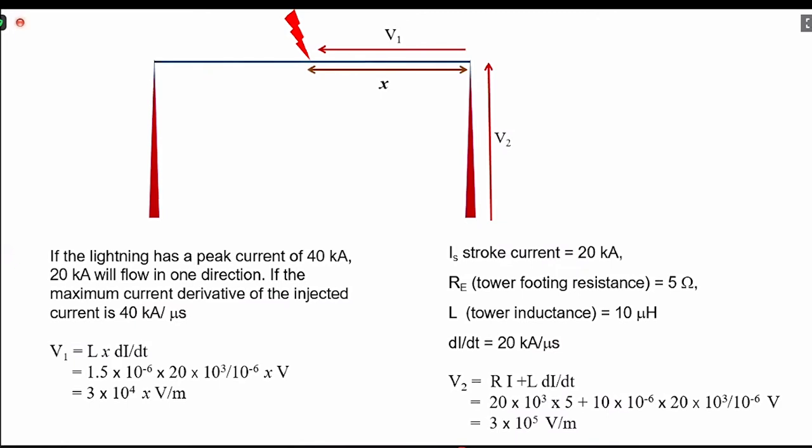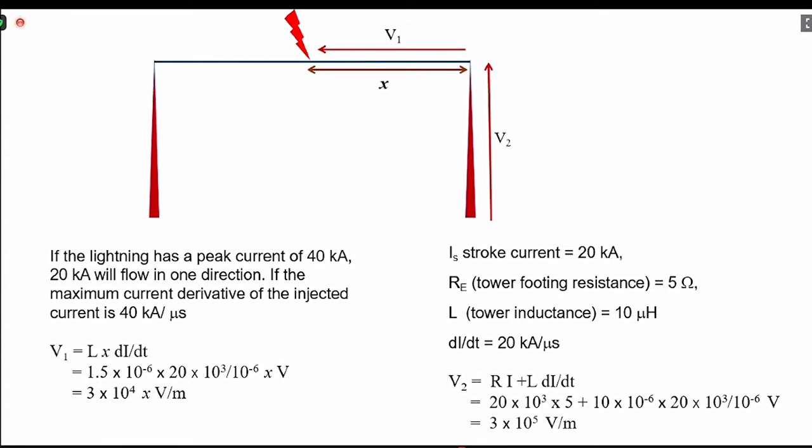And this slide shows you a very simple calculation. I'm not going into many calculations, a few equations you will come across during this presentation. But here, imagine that there are two towers, and somewhere in the middle, the lightning strikes a wire. It may be the shielding wire, it can be a phase wire. Now, if the lightning has a peak current of about 40 kiloamperes, then 20 kiloamperes will flow in one direction, 20 kiloamperes will flow in the other direction. That's a very fair assumption to make.